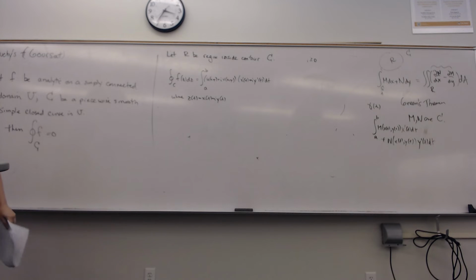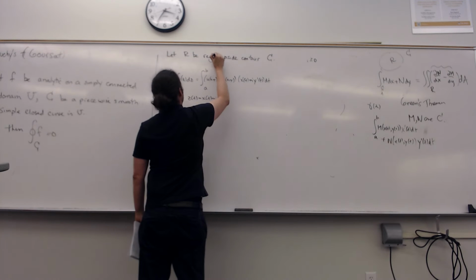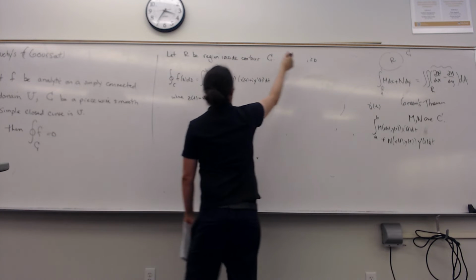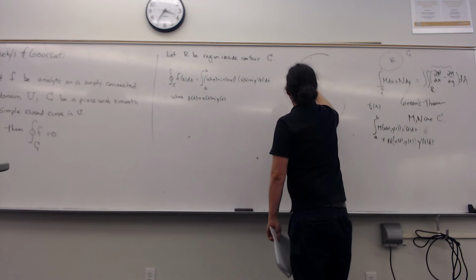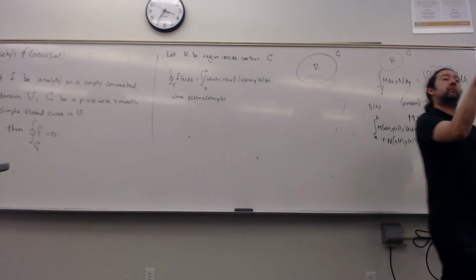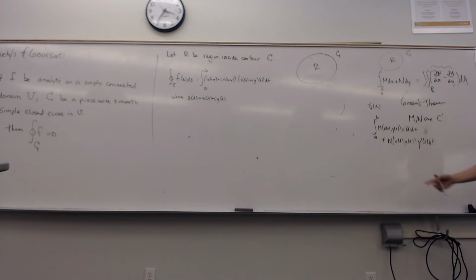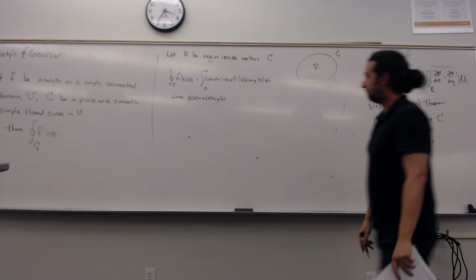Let R be the region inside this contour C. So it's this picture. I've got some contour C, and I have some region R, the region bounded by C. Because to use Green, I'm setting up to use Green's theorem, basically, is what's happening here.